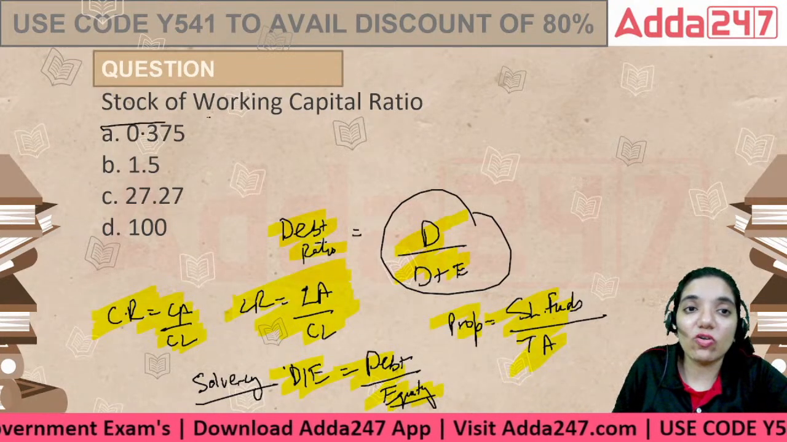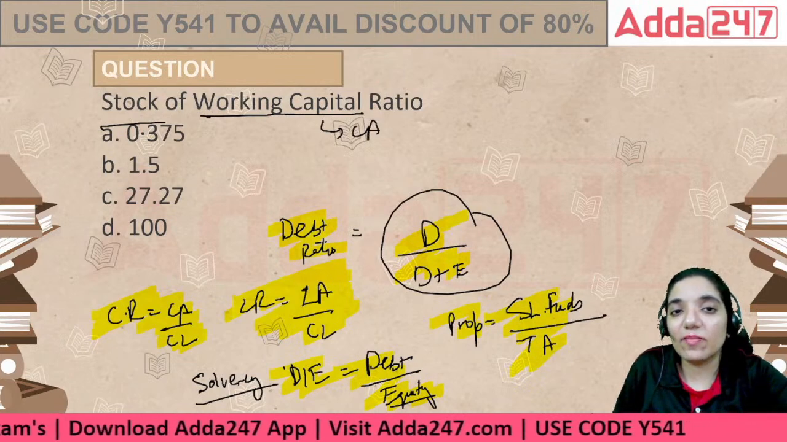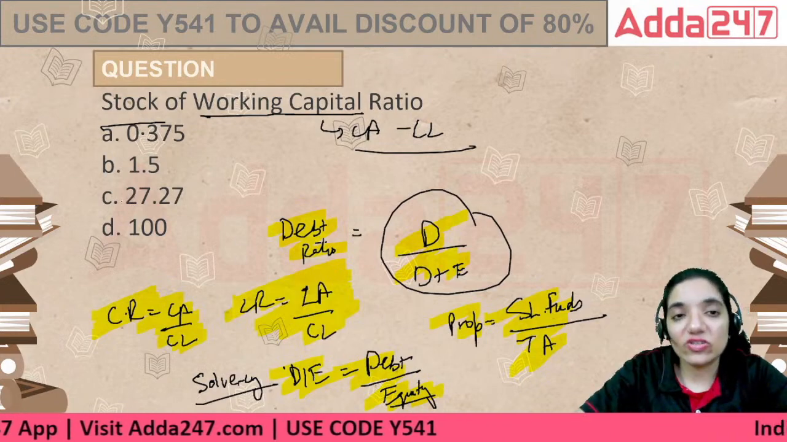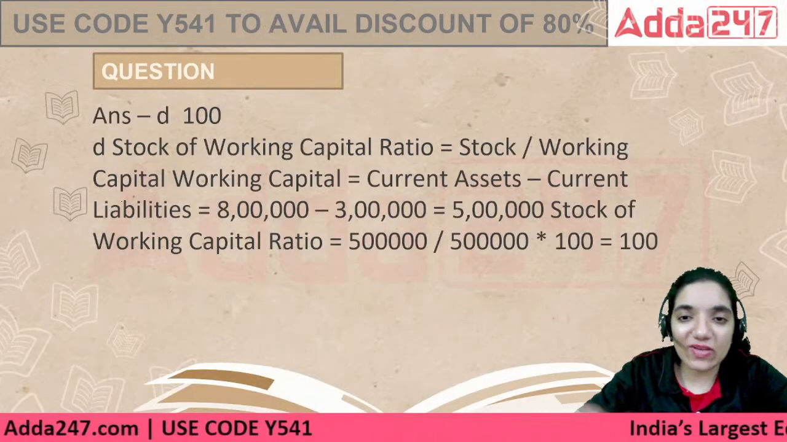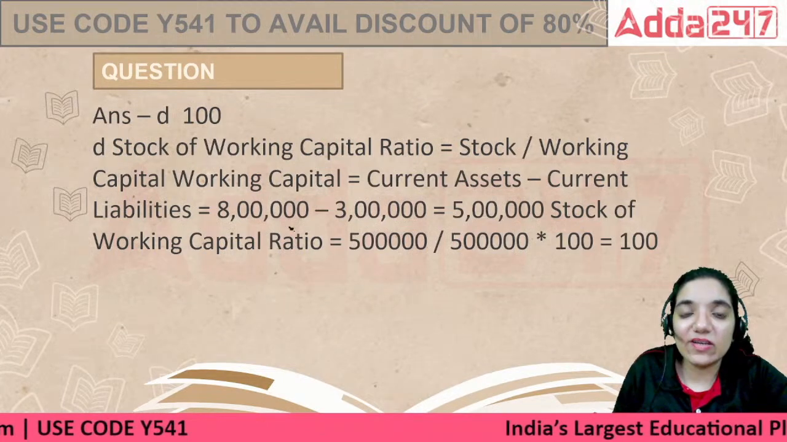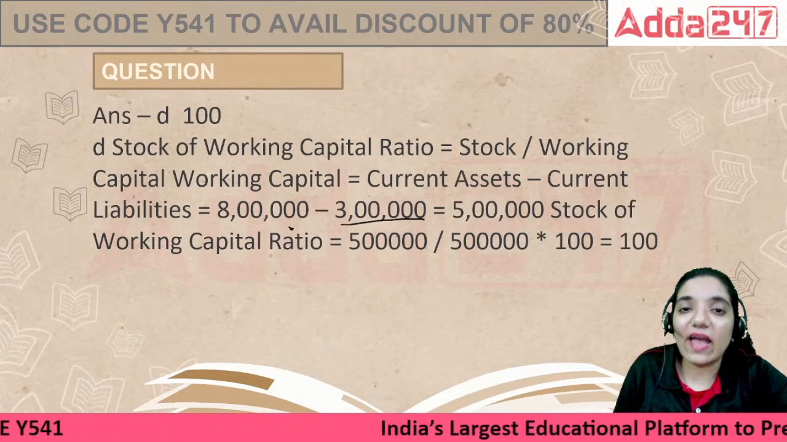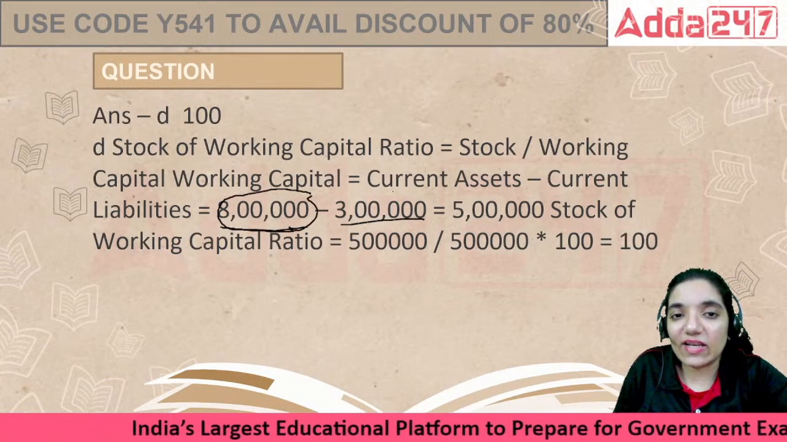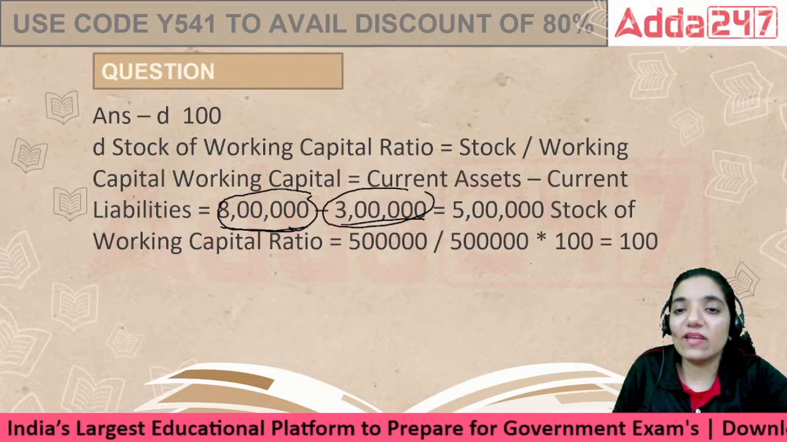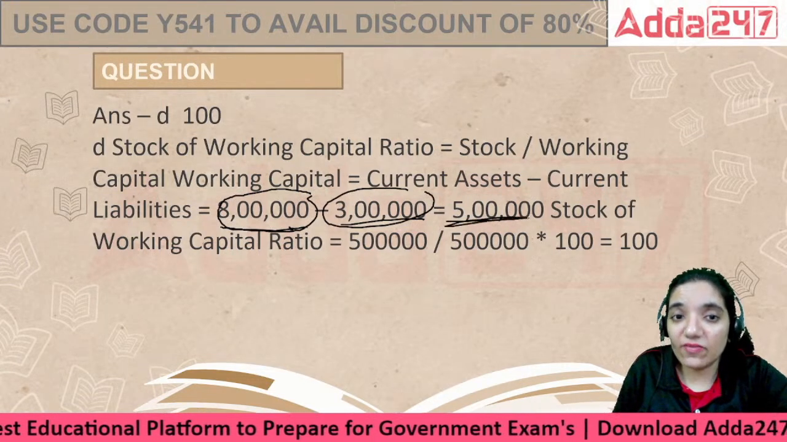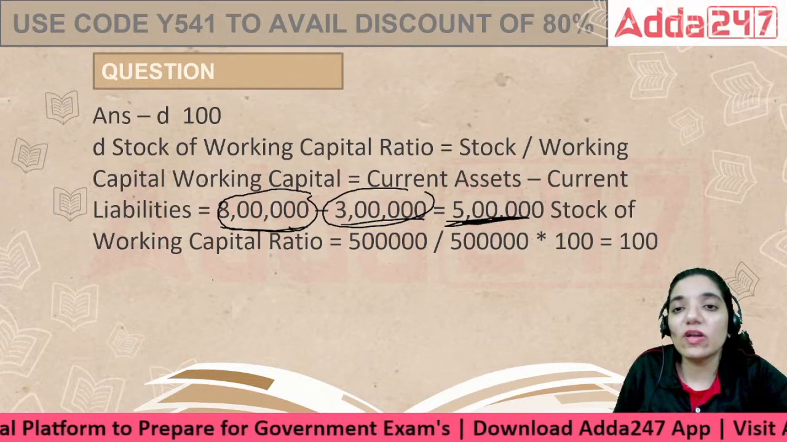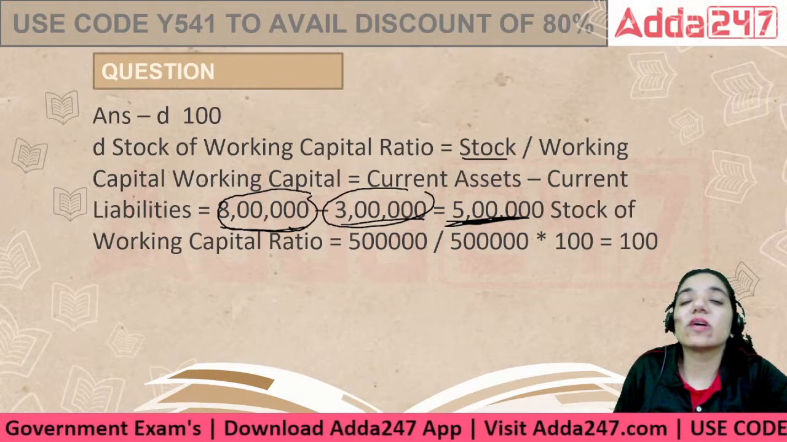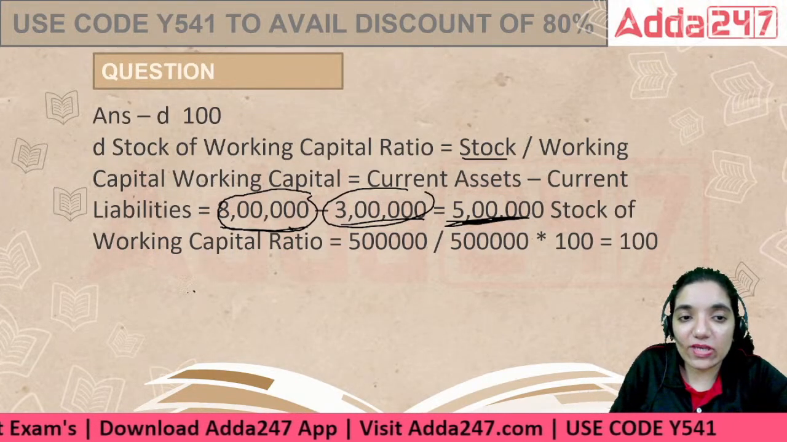Now the next point is working capital, which is CA minus CL. So how do we calculate it? First of all, here we'll be taking the CL as 3 lakh, and CA was the current assets, all the assets that were there. So we have deducted 8 lakh minus 3 lakh, and that is our 5 lakh. For the working capital ratio, normally what we do is take stock divided by working capital.